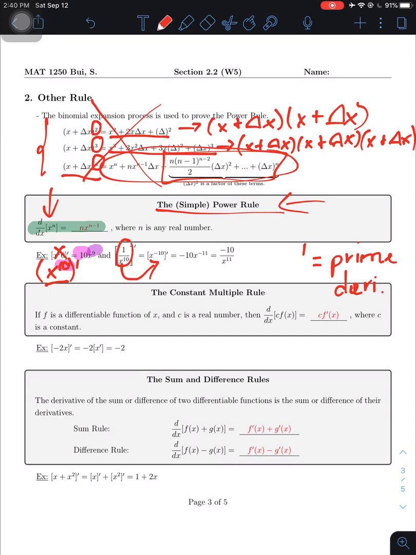Now that we have this as x to the something, just like in the formula, we bring down the power in front. So the negative 10 goes up front, and the new power is negative 10 minus 1, which is negative 11.